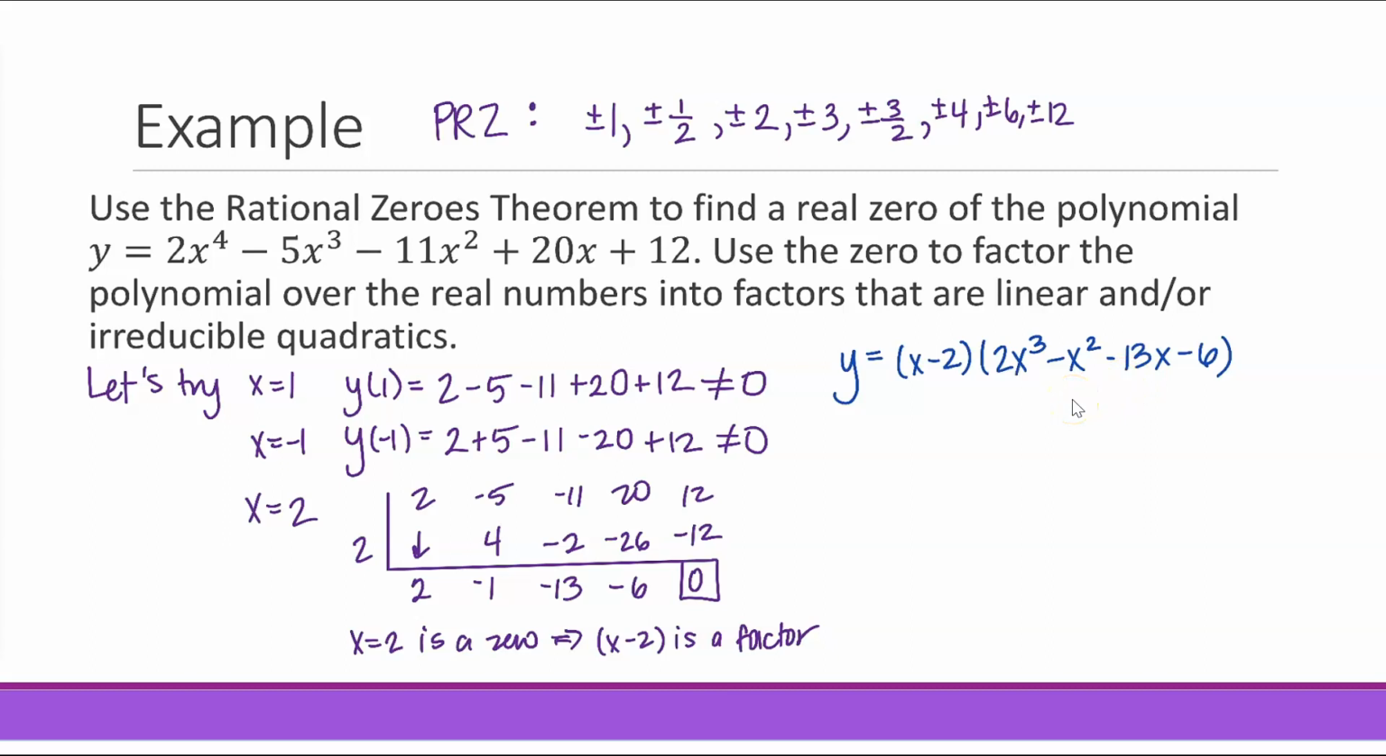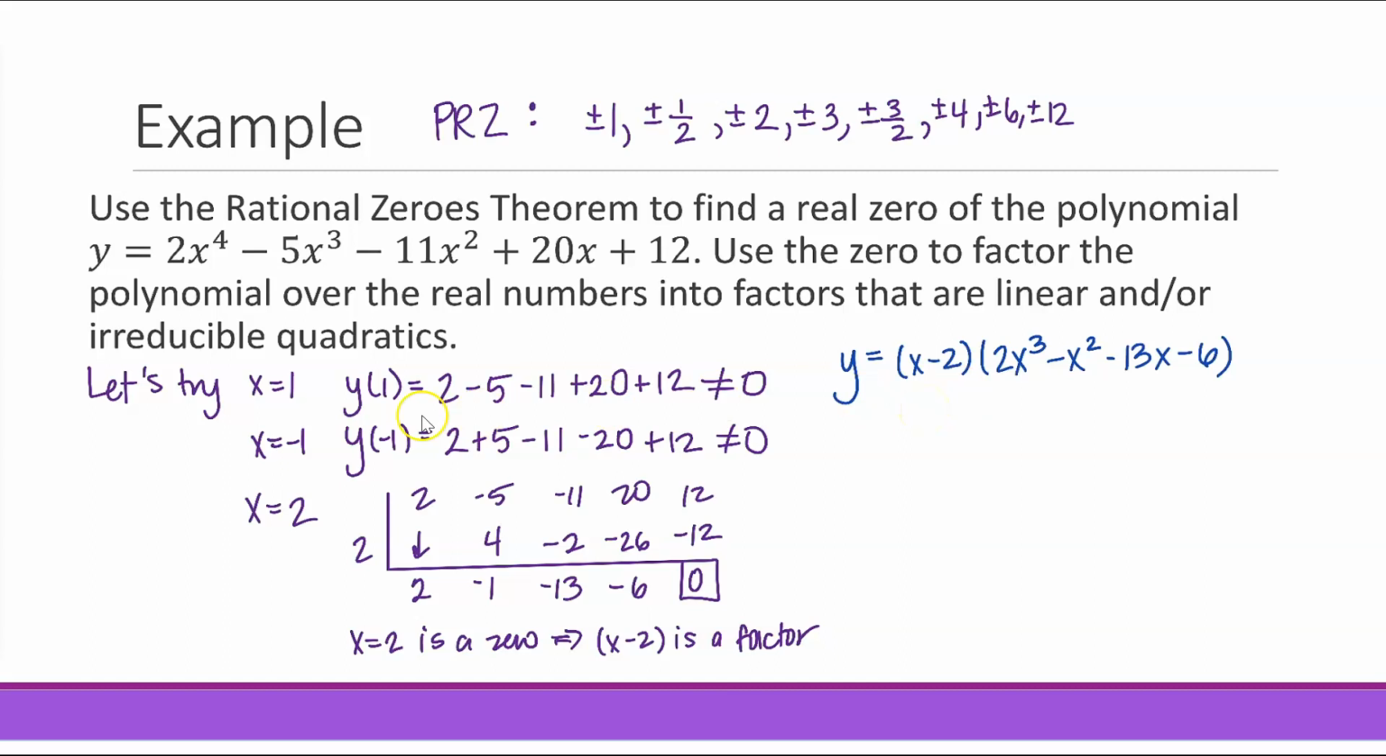So what do we have to do? We have to keep going with testing possible rational zeros. So here's the benefit. I don't need to do the whole P's and Q's thing again. I don't need to find the factors of 6 over the factors of 2, because this still comes from this original polynomial. So what I'm doing now is I'm working with this smaller polynomial, and I want to continue along the same list to determine another zero, right? I have to find another zero.